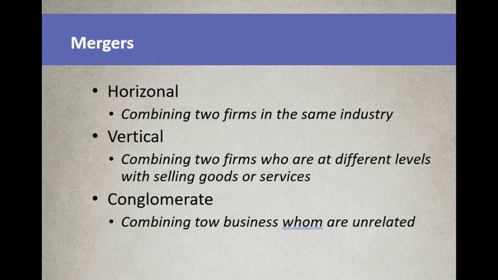Horizontal, meaning combining two firms in the same industry. So let's take AT&T and Verizon, which would be a horror story of a monopoly, but that would be a horizontal merger. They're both in the same exact industry. They're combining. That would be a horizontal merger.